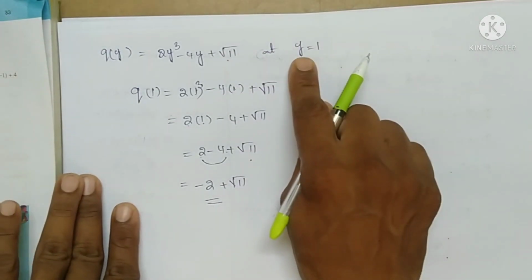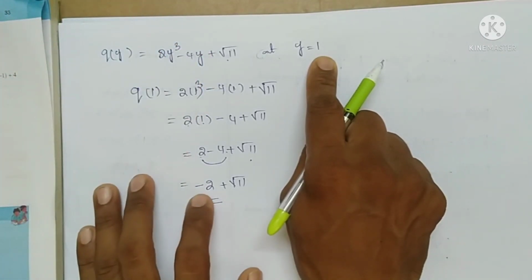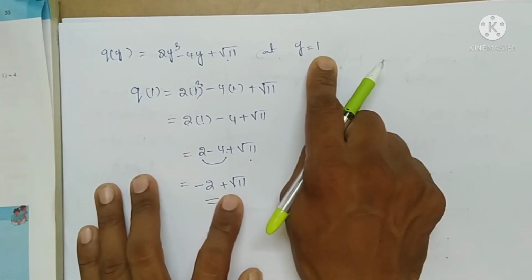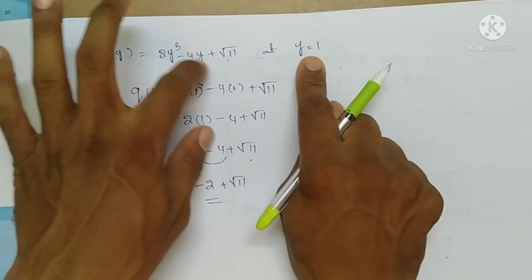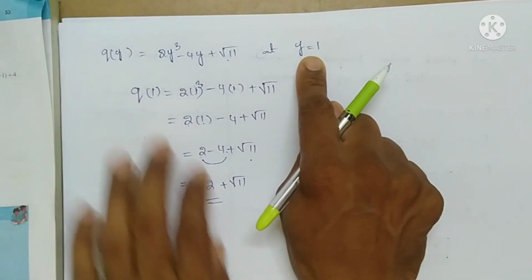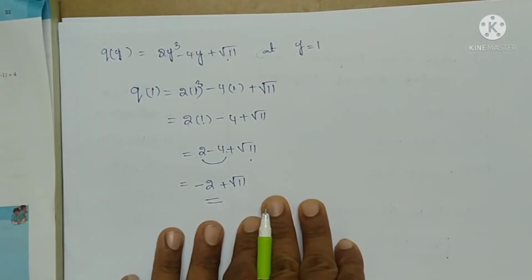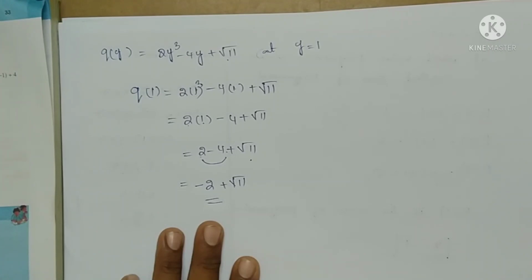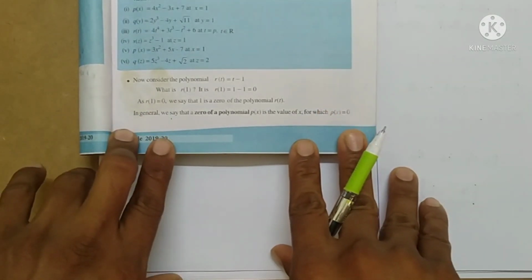Okay, so at y equals 1, the value of the polynomial is minus 2 plus root 11. This is the final result. Okay, right. So here this is our definition.